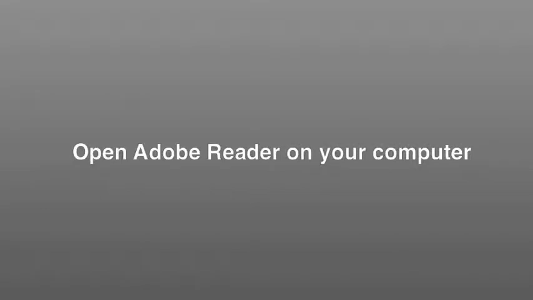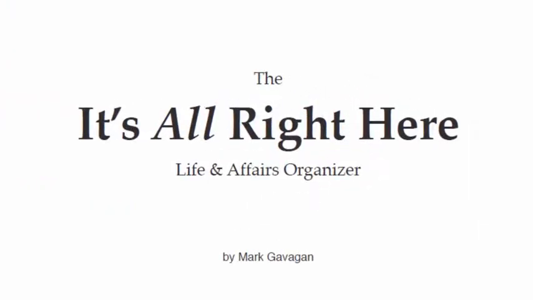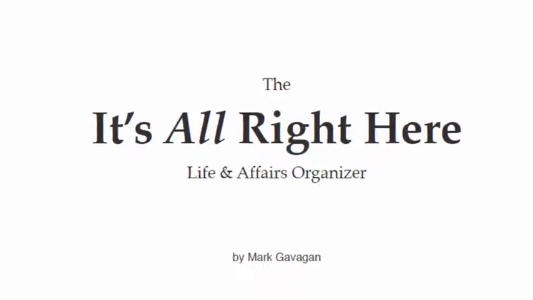Okay, now that you have the updated version of Adobe Reader, open that, and in the upper left-hand corner, click File, Open, and open the file for your downloaded book. In this case, we're looking at the It's All Right Here Life and Affairs Organizer. You may have another one of our books, but they will all function in the same way.